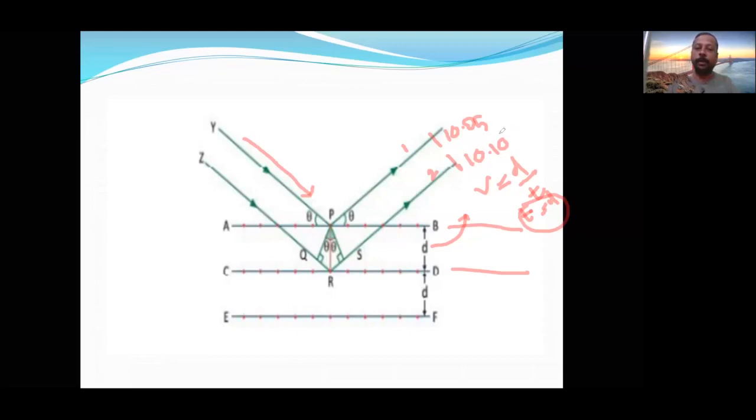That's why n lambda is equal to 2d sine theta. The formula has 2d because the ray is traveling extra twice. By using trigonometry, this angle will be theta, so sine theta. Is it understood?